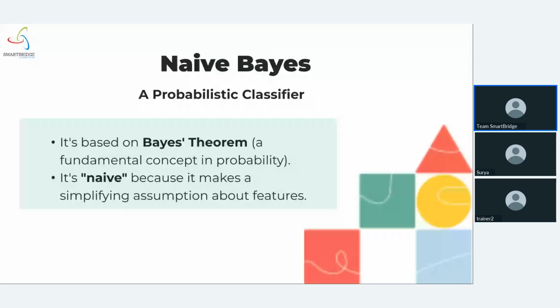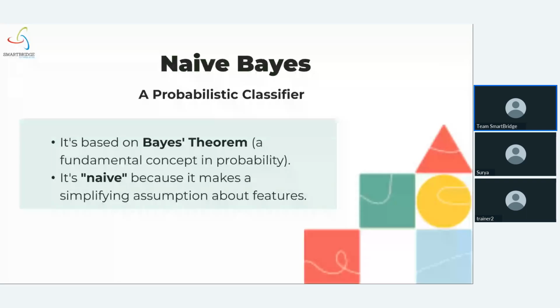And it's naive because it makes a simplifying assumption about features. So naive is nothing but an assumption. Whenever you see naive, it is nothing but assumptions. It will assume all the features that we are looking at are important, and these are independent of each other.